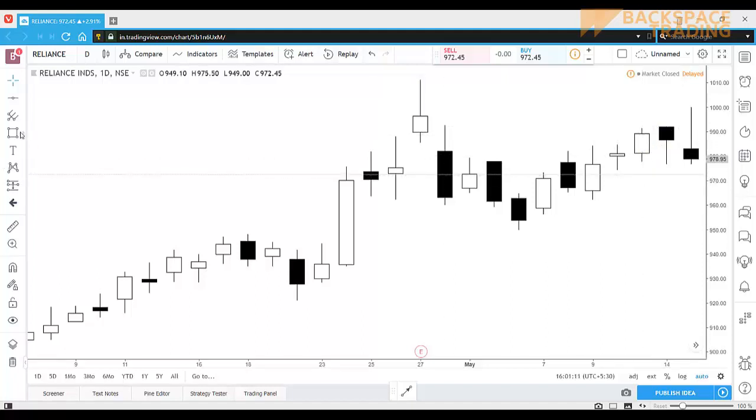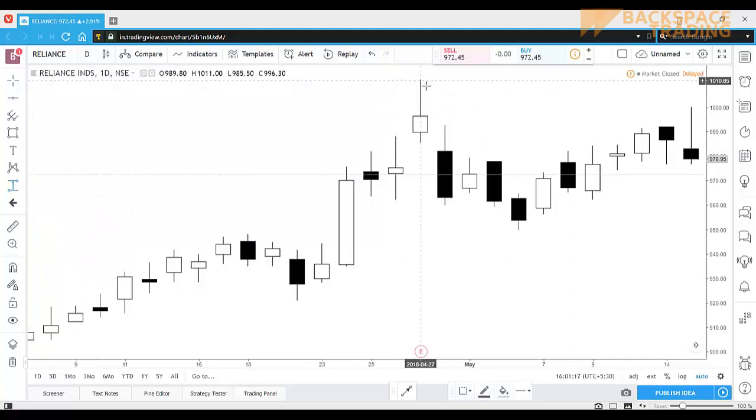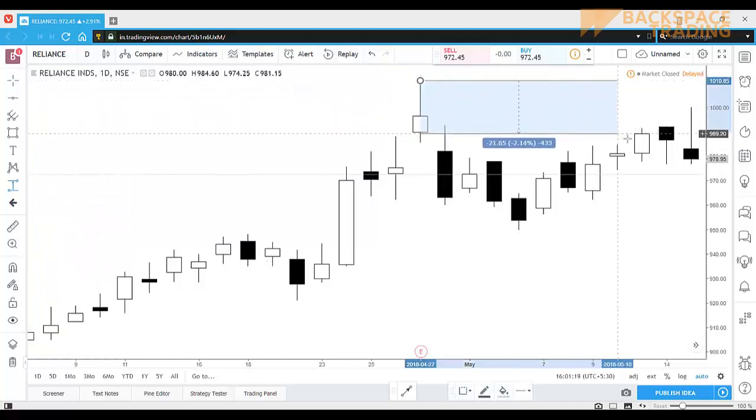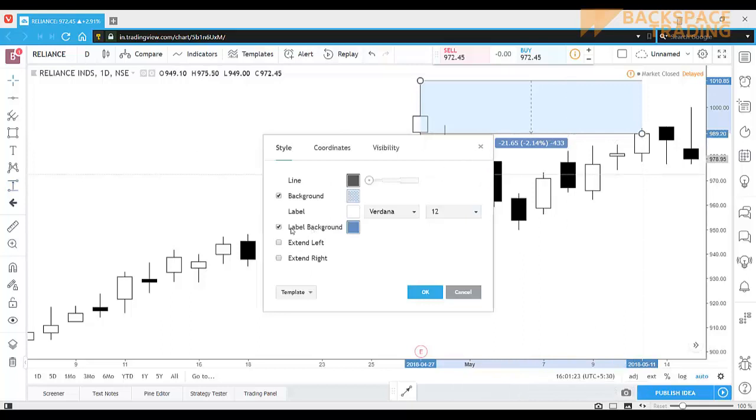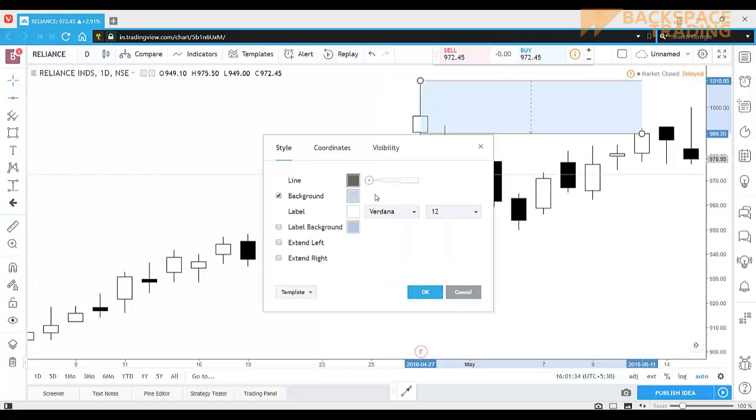Let me change the rectangle thing to something else. It doesn't fit the price range. And let me take out the label. We don't need that. The line can be lighter, a bit darker, yeah, let it be. Background extend to right. Yeah, this is better.